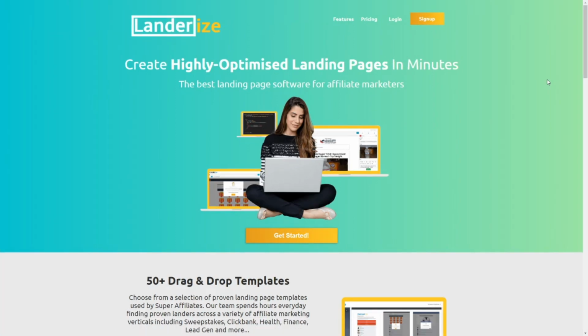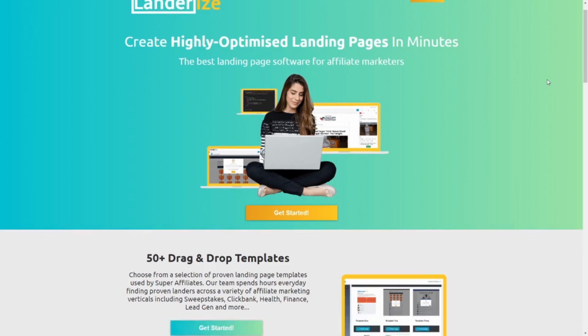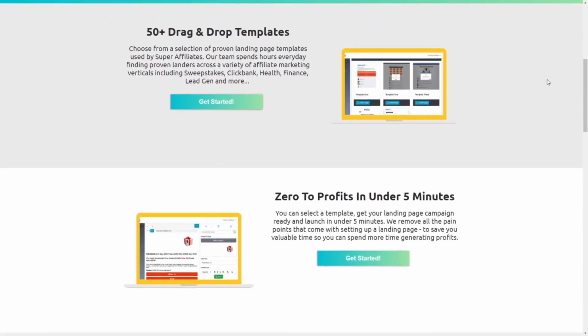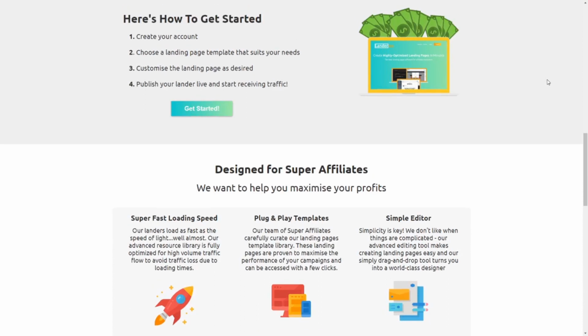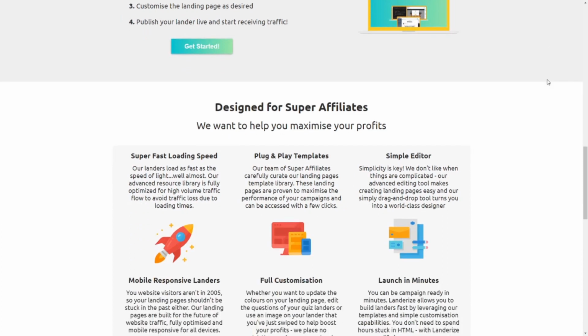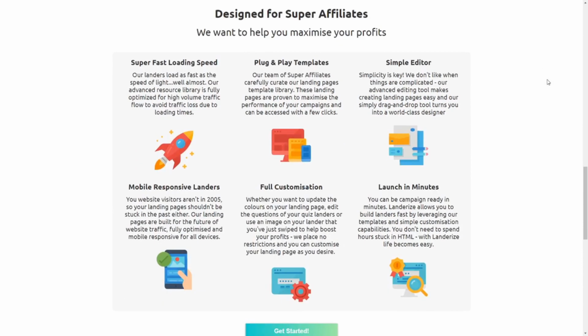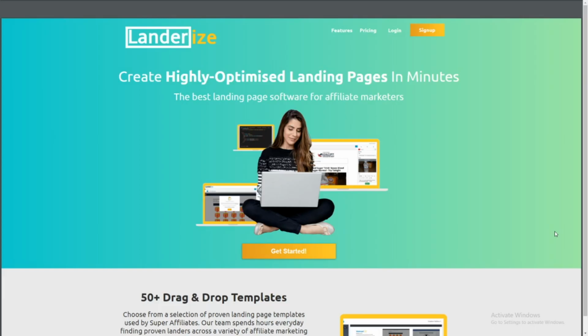But Landerize was built specially by affiliates for affiliate marketers. It was built by a super affiliate so that they can cater to affiliate marketers, which means the affiliate marketer who built this software thinks from the same angle as you and me, guys. That's what I like a lot about Landerize, and I think they're very specific in their targeting. They target affiliate marketers, which makes them rock, guys.